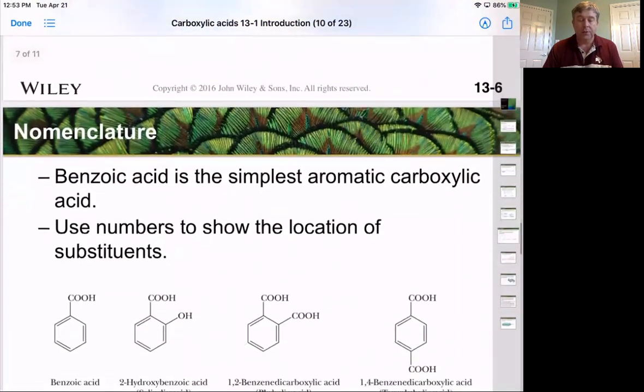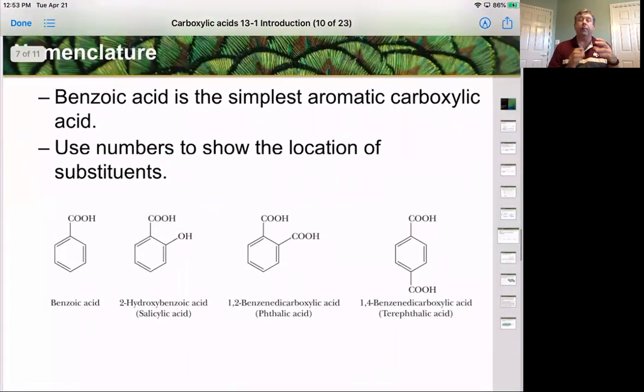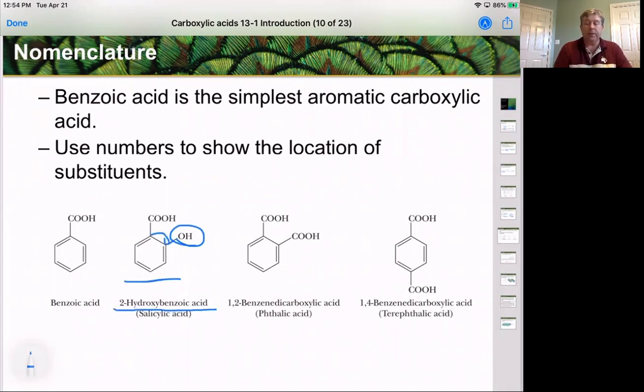Okay. So when we have a carboxylic acid pendant to a benzene ring, we call that benzoic acid. It's the simplest of our aromatic carboxylic acids. We start naming that as our parent again, and then we name whatever substituents are on here. So in this case, we have benzoic acid and a hydroxyl group one carbon over. So that's 2-hydroxybenzoic acid.